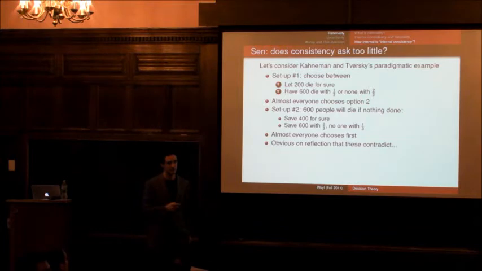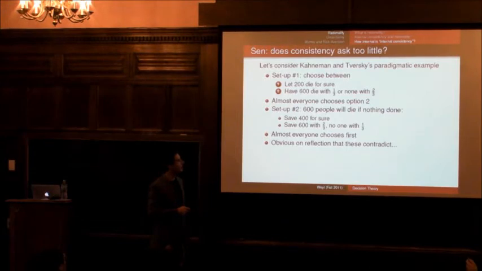Isn't there a third choice? It looks like there's a third choice in the second setup, which is if you don't do anything. What do you mean? Well, it says like 600 people will die if nothing is done, but there's nothing in the first one that says what happens if nothing is done. Yeah, sorry. I mean, the third choice is irrelevant. It doesn't really matter.